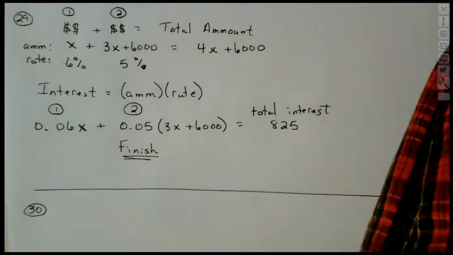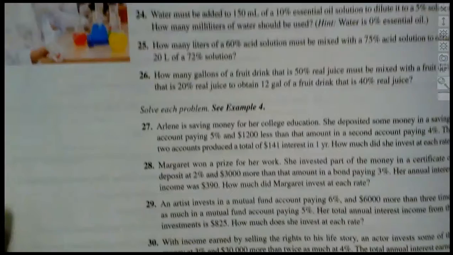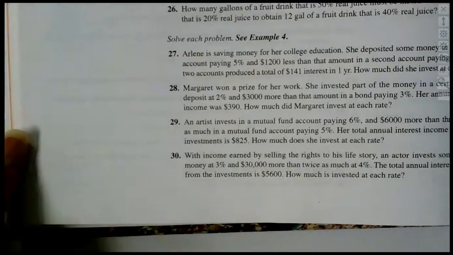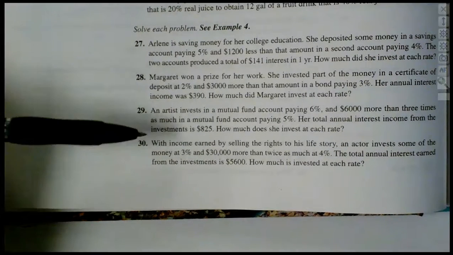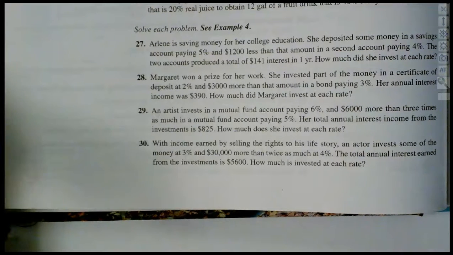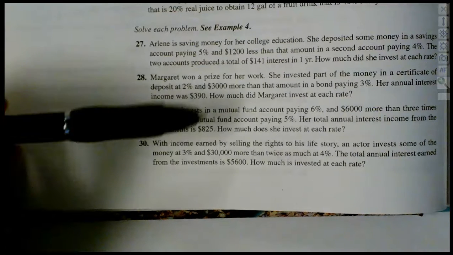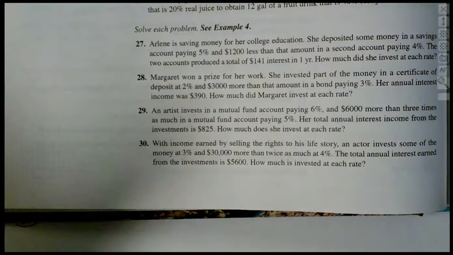Question 30. Okay, so question 30. With income earned by selling the rights to his life story, an actor invests some of the money at 3% and $30,000 more than twice this amount at 4%. The total annual interest earned from the investments is $5,600. How much did he put in each rate? Very, very similar again to the previous one.